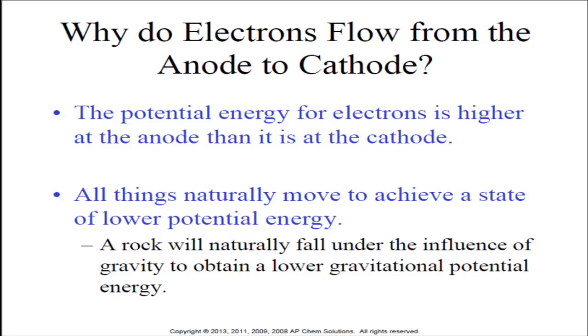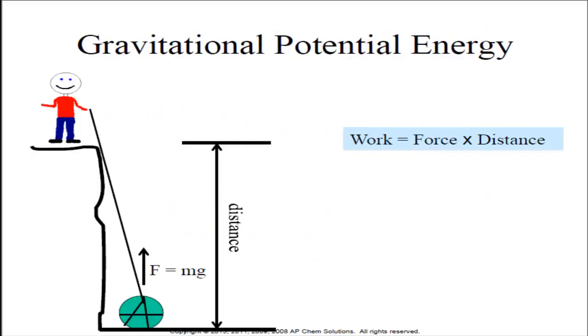So let's just look at what happens. We've got our potential energy for electrons is higher at the anode than it is at the cathode. We know that all things naturally move to achieve a state of lower potential energy. For example, a rock at the top of a cliff will fall so that it has a lower gravitational potential energy. So let's look at that example, and we're going to look at potential energy in order to explain voltage. They both work in very similar ways.